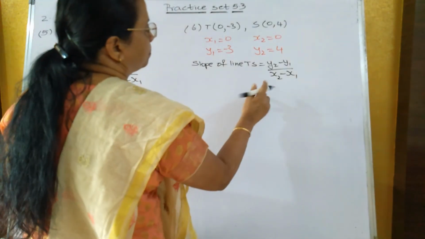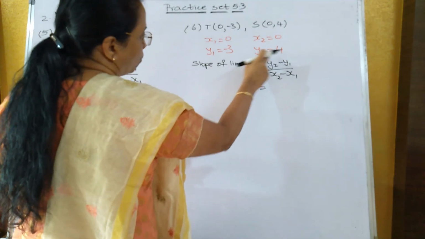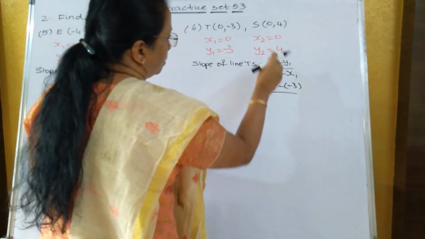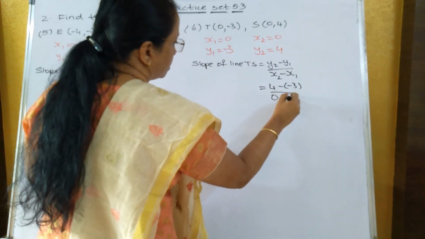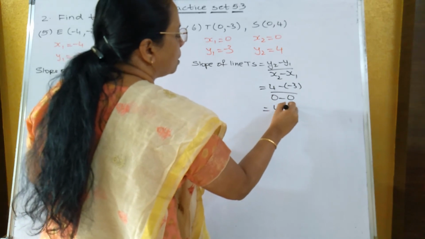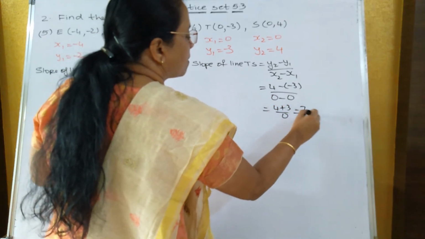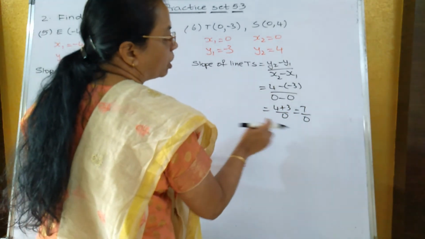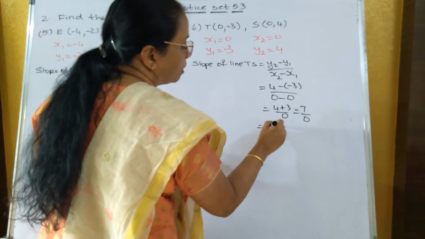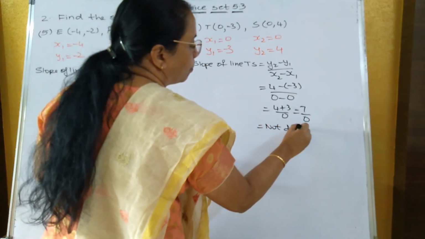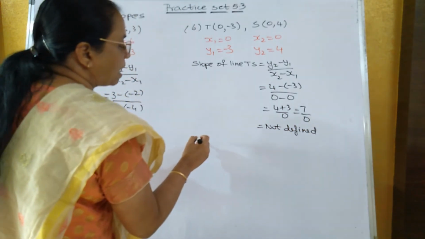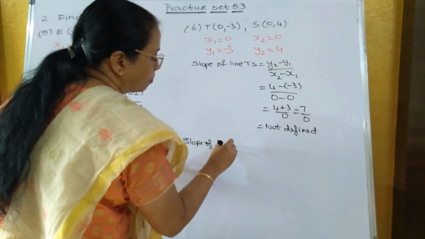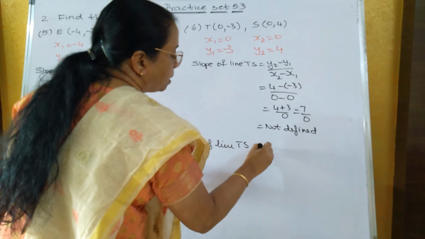Now here y2 minus y1, that is 4 minus into minus 3 upon 0 minus 0. That's equal to 4 plus 3 upon 0, that's equal to 7 upon 0. So you cannot divide by 0, any number you cannot divide by 0. So the answer is not defined. So slope of line TS cannot be determined.